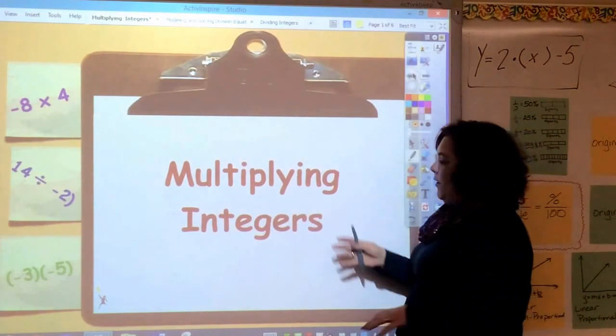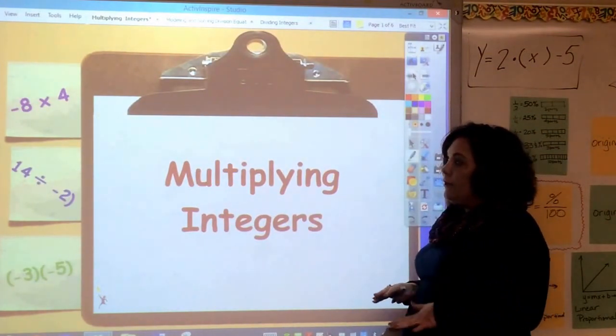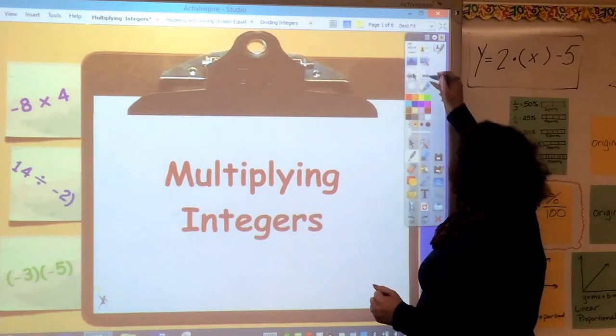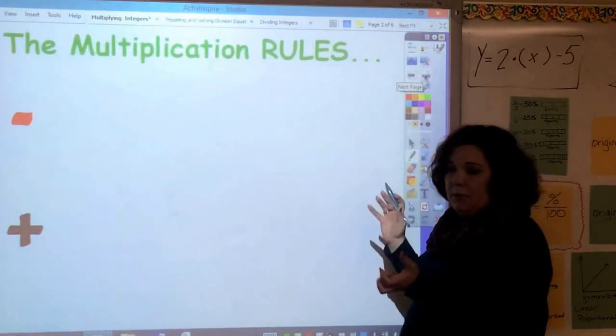Real short video on multiplying integers. We're not looking at models, we're just looking at the rules for multiplying integers. So here are the multiplication rules.